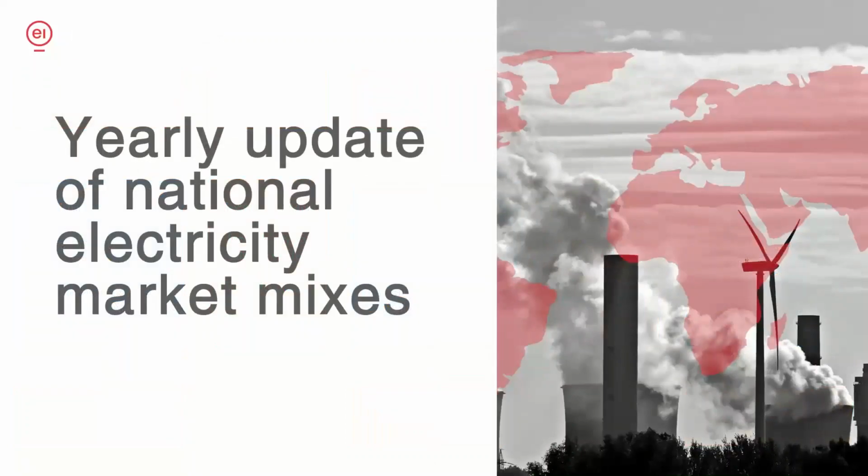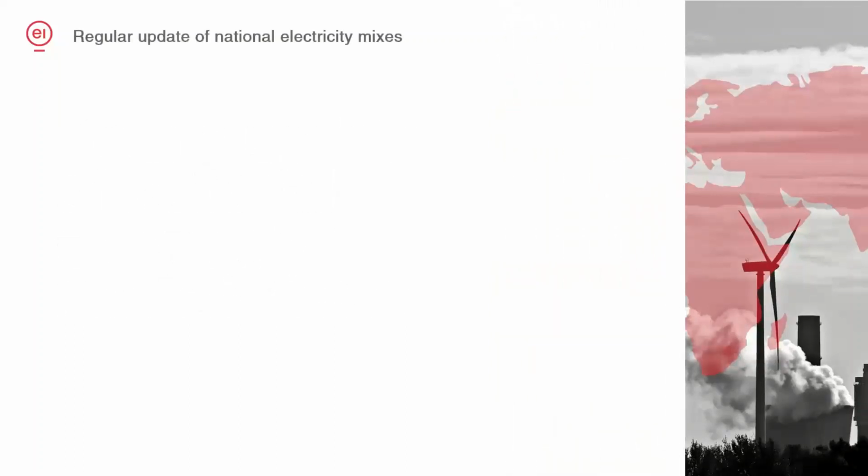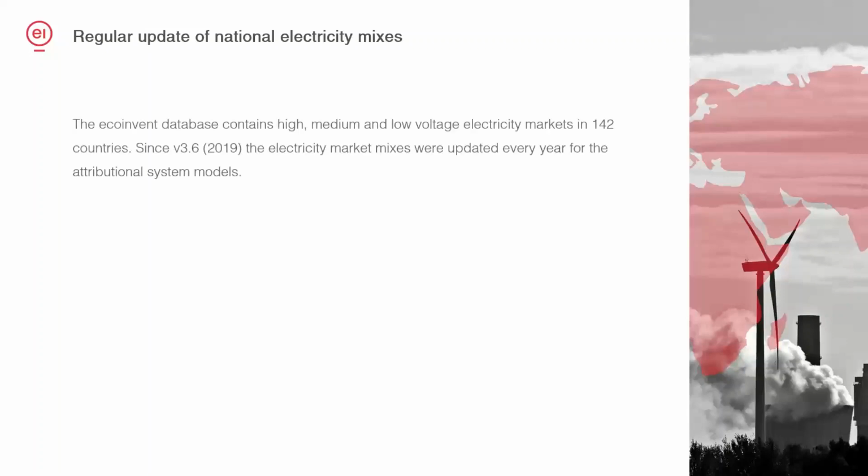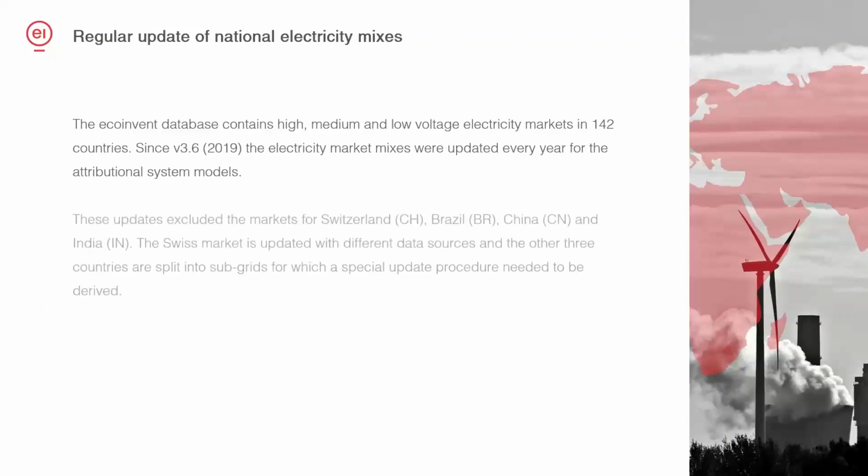With this, we jump into the first topic of the updates for version 3.9, which concerns the yearly update we perform to the aforementioned electricity markets. All in all, the ecoinvent database contains high, medium, and low voltage markets for 142 countries. Since version 3.6 that was published in 2019, almost all electricity markets of the attributional system models, which includes cutoff, APOS, and since 2021 also EN15804, were updated on a yearly basis.